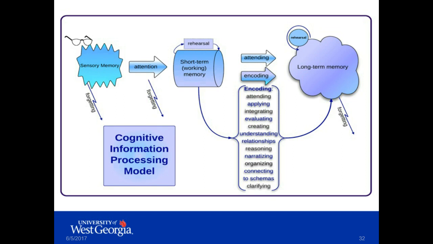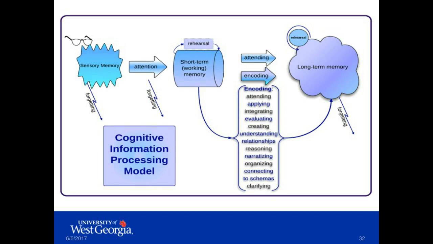So we take in information through our senses. We see something, we hear something. It comes into our sensory memory. And for those of you who are trying to remember what that's called, it's iconic memory and echoic memory. What we pay attention to goes into short-term or working memory. And by rehearsing that, we can keep that going in short-term memory.